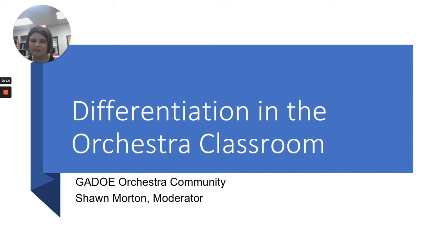So we're talking about differentiation. We're going to first talk about what does that look like in the orchestra classroom. Then we're going to talk about how we can use student data to drive our differentiation. And finally, we're going to talk about how differentiation in our classroom fits into the TEAC standards that we use here in Georgia for evaluation.